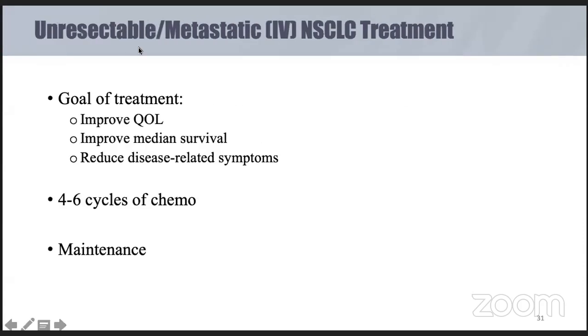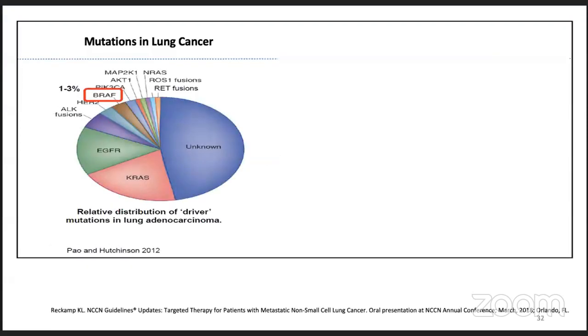Now we are talking a little bit about unresectable or metastatic non-small cell lung cancer. Our goal of treatment here will be to improve quality of life. So we are not curing the patient anymore. We want to improve quality of life, improve the median survival, and reduce disease-related symptoms. We usually use 4 to 6 cycles of chemotherapy, usually platinum-based, and we can use maintenance treatment later. Maintenance contains different strategies like continuation or switching, so we can give a single agent.